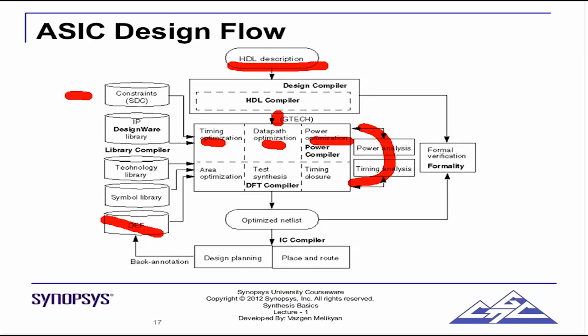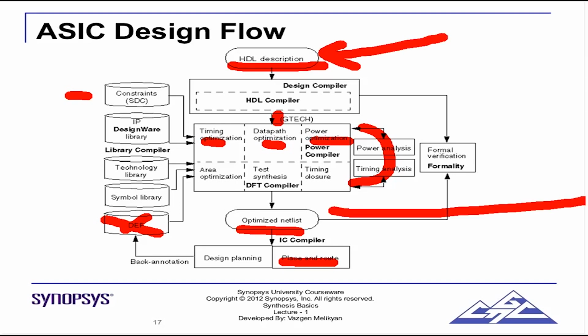Don't worry too much about DEF for now. So the output is an optimized netlist. This optimized netlist goes to some physical design tool. One example is IC Compiler. It goes to place and route. And now we have to also make sure that the optimized netlist here is equivalent in functionality to the RTL. These two are equivalent. We have to make sure.